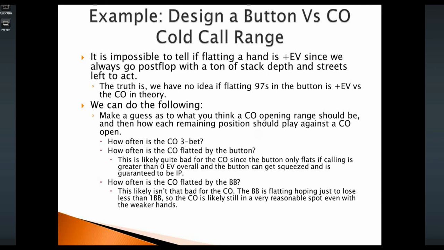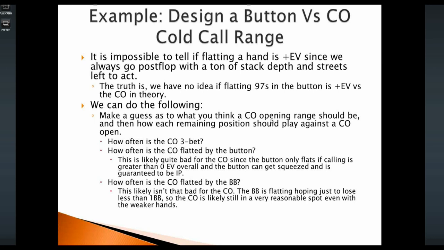This likely isn't that bad for the cutoff. The big blind is flatting hoping just to lose less than 1 BB, since he's already posted that 1 BB in dead money, so the cutoff is still likely in a very reasonable spot, even with the weaker hands. This is especially true if the weaker hands in the cutoff's opening range really want to be in position, which is arguably true. If the weakest hand the cutoff opens is like King 5 suited or 10-7 suited, those hands do much better in position than out of position. So we need to think about this when we're designing the overall defending range.